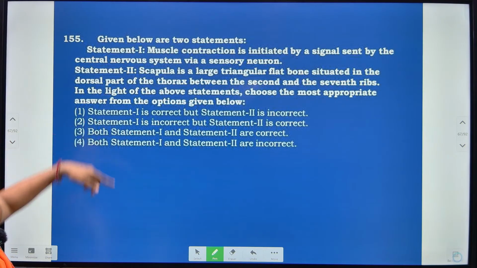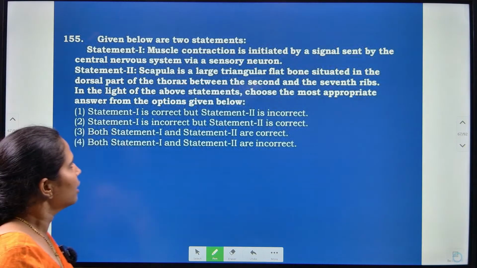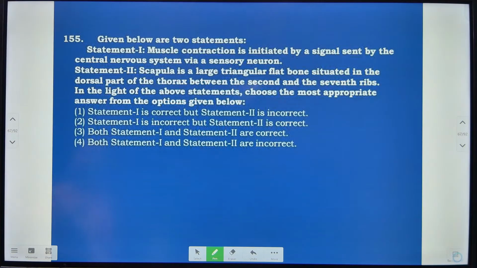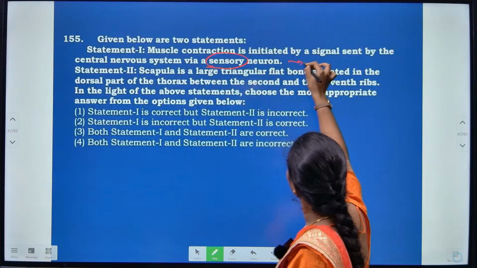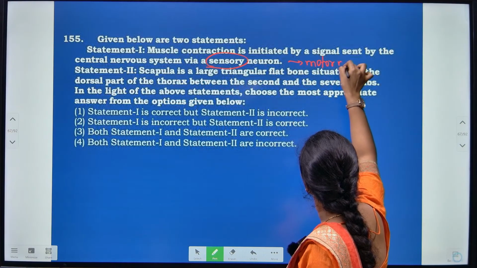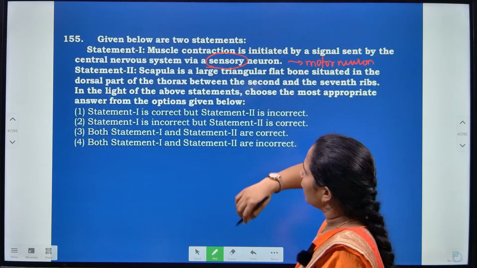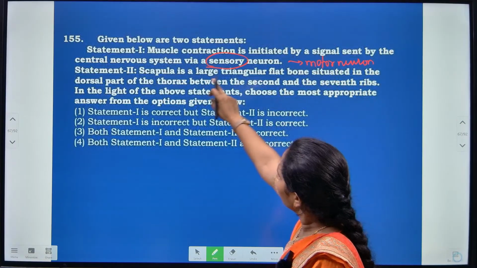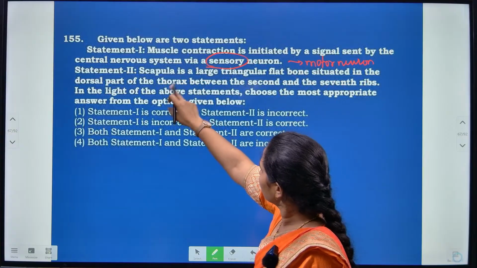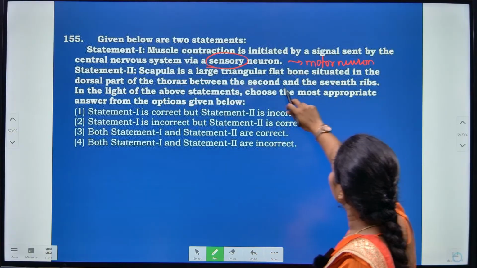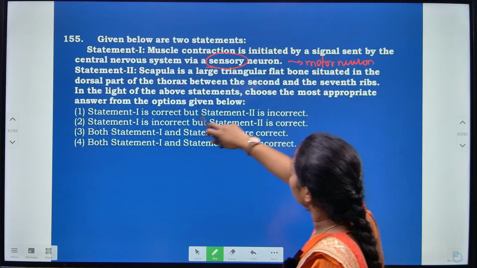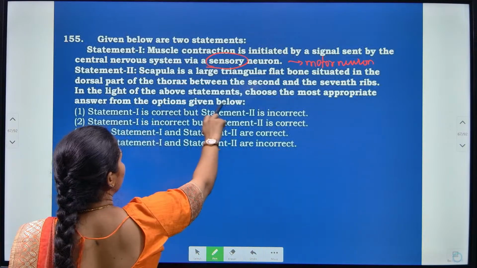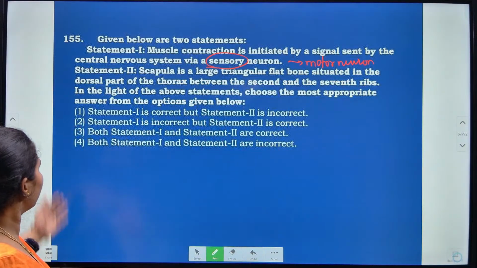Next, choose the given two statements. Muscle contraction is initiated by the signal sent by the central nervous system via the sensory neuron. It is not the sensory neuron, but it is through the motor neuron here. So motor neuron will help in initiating the signal sent by the central nervous system. Scapula is the largest triangular flat bone situated in the dorsal part of the thorax between the 2nd and the 7th ribs. In the light of the above statements, choose the correct or most appropriate answer from this here.